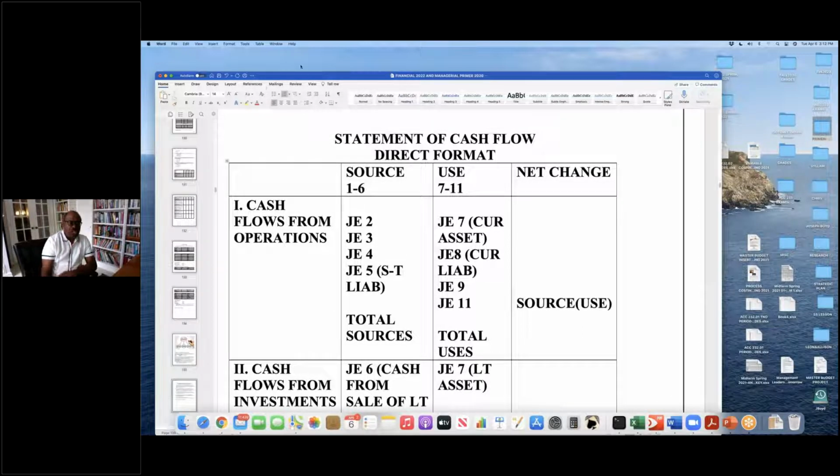From operations, it's telling you, first of all, journal entries 1 through 6 are sources of cash. 7 through 11 are uses of cash. So what are your sources? What are your uses? And the journal entries that are operating items are 2 through 5, short-term liability. Operating items on the expenditure side are 7 through 11. So 7 and 8 need to be current items.